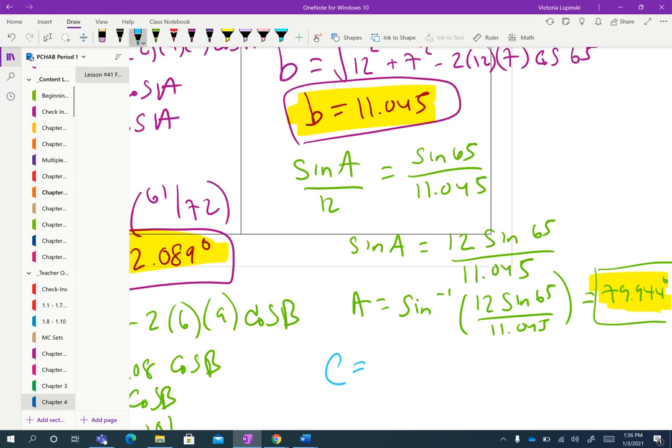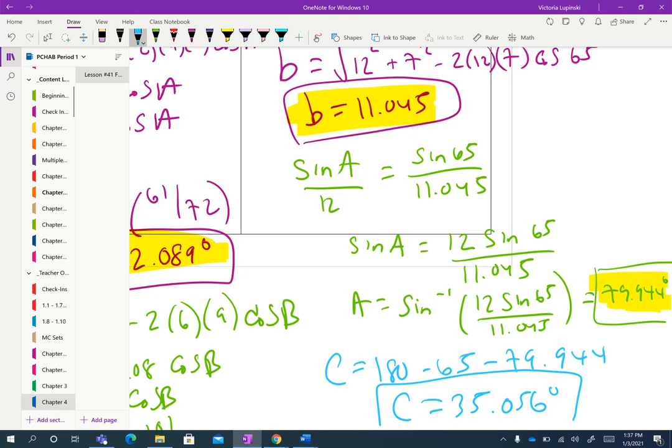Just like before, now that I have two of the missing angles, I can go ahead and find the third by simply subtracting 180 minus the angles that I know. So 180 minus 65 minus 79.944, which means that the remaining angle C is going to be 35.056 degrees.